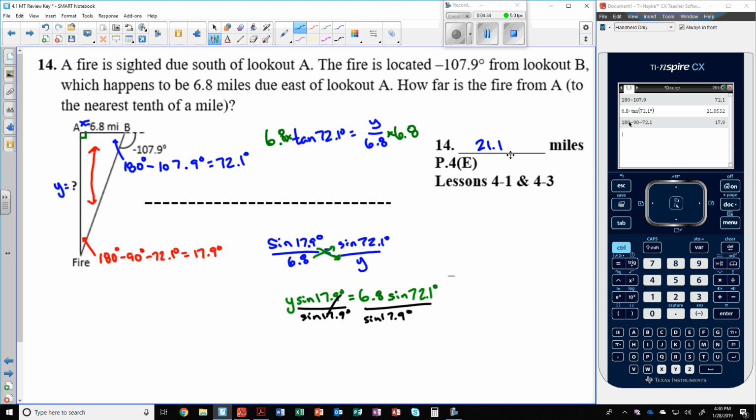If I type this in, I should get the exact same answer. So let's come over here and we'll try it. I'm going to do a fraction, 6.8 times sine of 72.1 degrees over sine of 17.9 degrees. Make sure we hit the degree symbol every time. Enter, and it is in fact correct. So this is two different ways of solving the same problem.